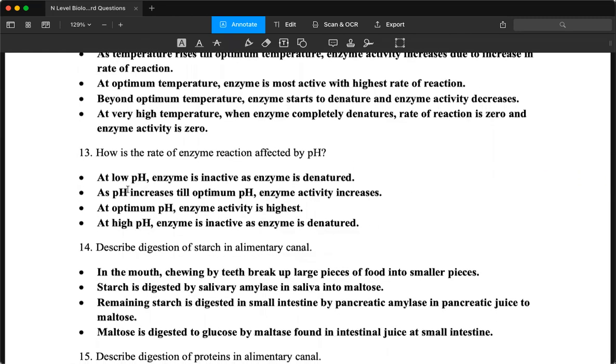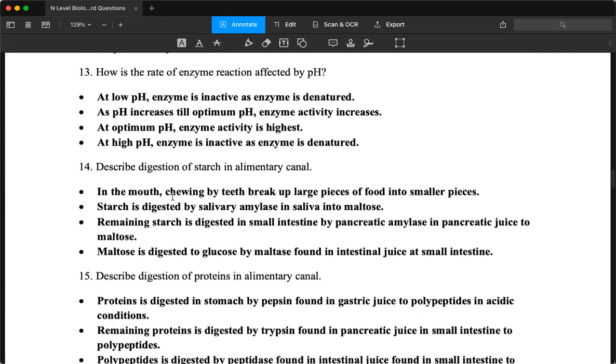At low pH, the enzyme is inactive as the enzyme is denatured. When pH increases, the enzyme activity increases. At the optimum pH, the activity of the enzyme becomes highest, and at high pH, the enzyme is inactive because the enzyme is denatured. So some enzymes work best in an acidic environment, some in alkaline, some work best at neutral. So do know the optimum condition for some typical enzymes.